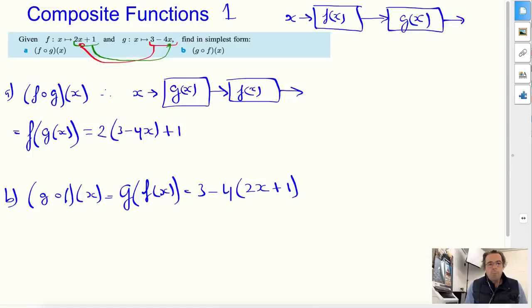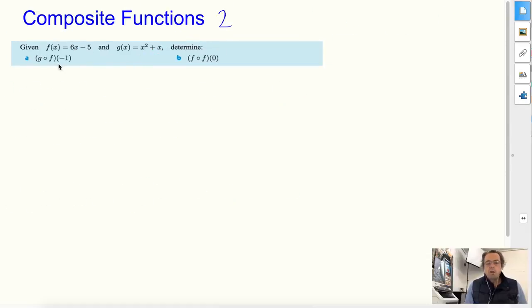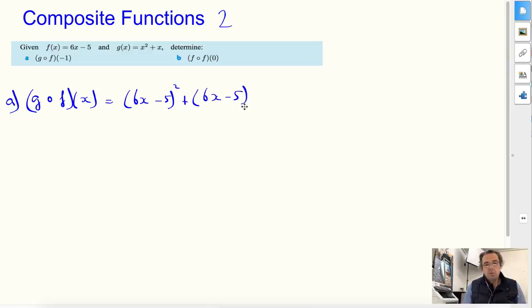Now, another question that you can have is find specific values. So g following f for the value of -1. Now there's two ways to go about it. I can of course first find g following f of x first. That means g follows f, so the output of f goes into g. So that is going to be 6x squared take 6x take 5 squared plus 6x take 5. Wow, that's quite lengthy.